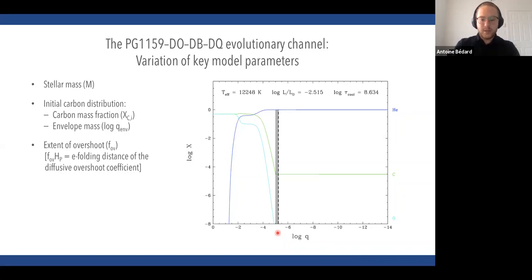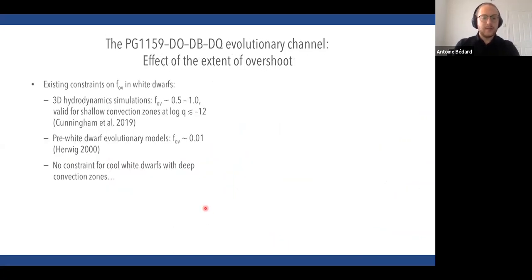And there are reasons to believe that overshoot is less efficient for deep convection zones. So for example, in models of post-AGB stars, F needs to be 100 times smaller to match the observations. For cool white dwarfs with deep convection zones, we have basically no constraint on the value of F. It could be anywhere between 0 and 1. It's a huge uncertainty for the models.